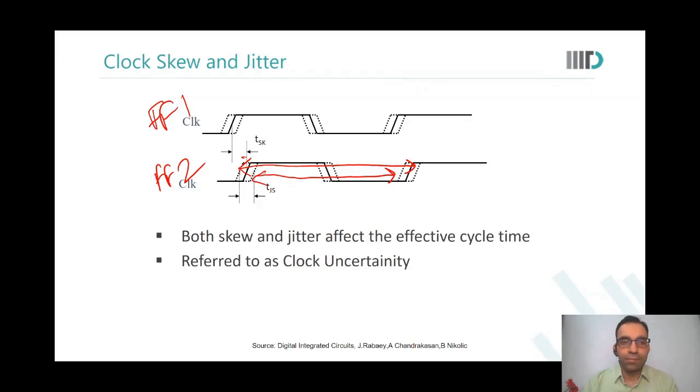Sir, just one more thing I want to ask. The margins that we'll be giving for the skew and the jitter, will they be different or the same? Let us see.